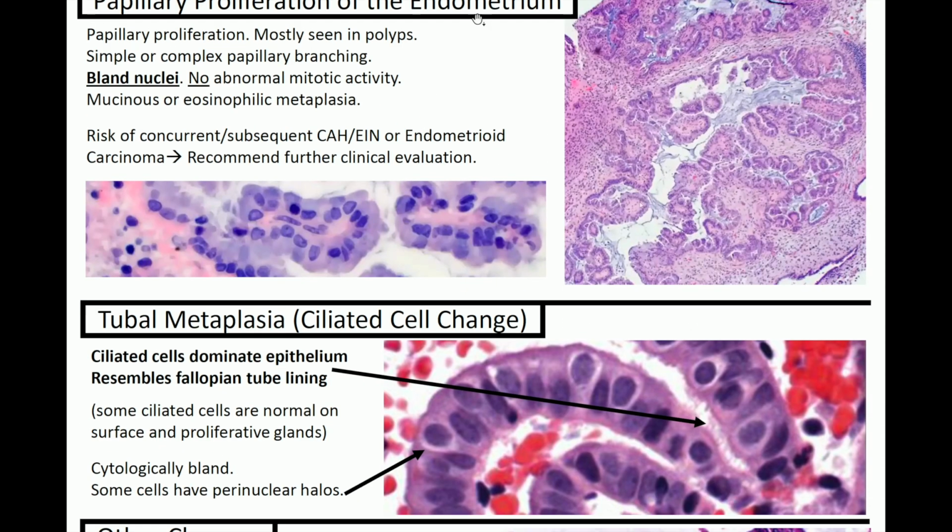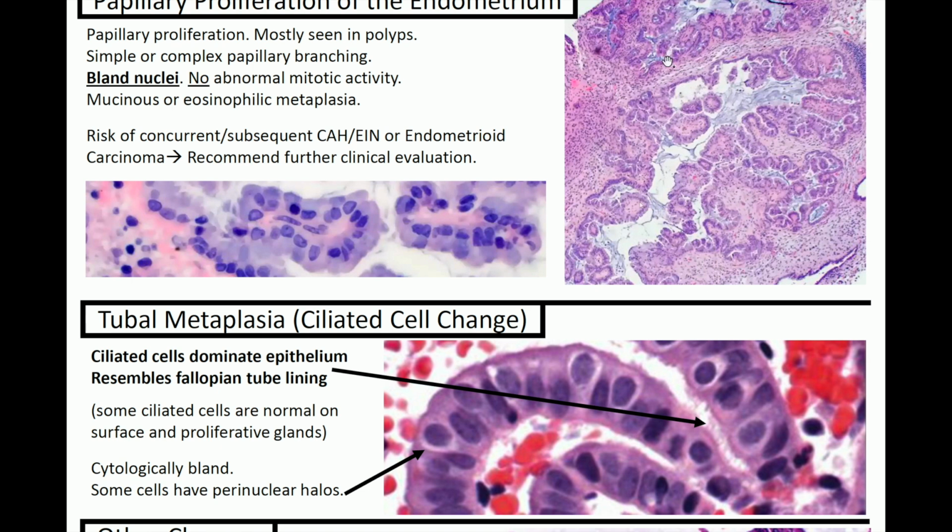All right, so we've got papillary proliferation of the endometrium. So this is, as the name would suggest, a papillary proliferation, mostly seen in polyps. You can have simple or complex papillary branching, bland nuclei with no abnormal mitotic activity, mucinous or eosinophilic metaplasia, and then when you do see this, you can have risk of concurrent or subsequent CAH or EIN or endometrioid carcinoma. So anytime you see that, you're going to want to recommend further clinical evaluation.